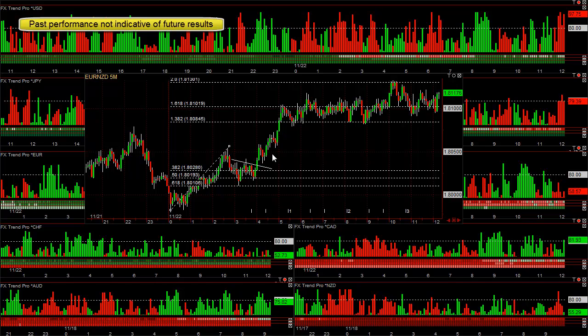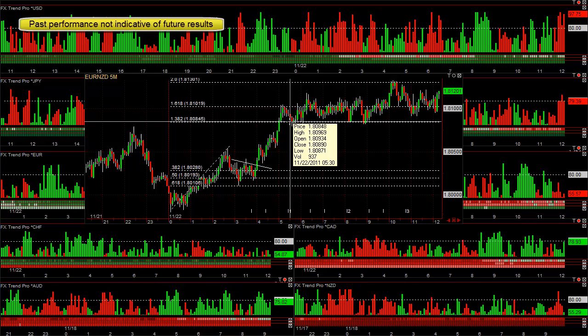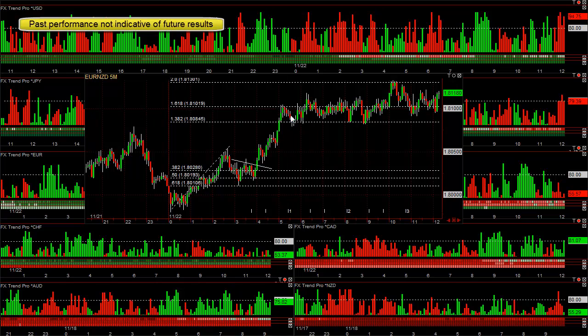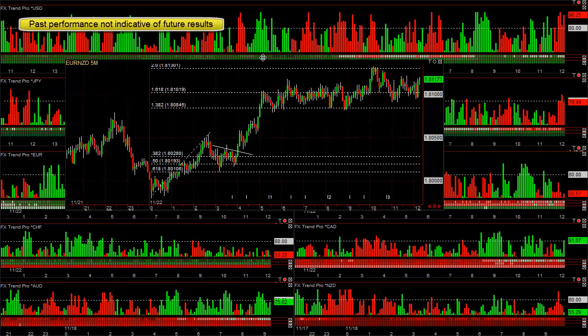Now, if you use a trailing stop in this, more than likely your trailing stop would have got you hit here, and you could have got out of this trade somewhere up here at 81.03, versus maybe you would have possibly given back 10 to 15 pips if you let your trailing stop get hit.